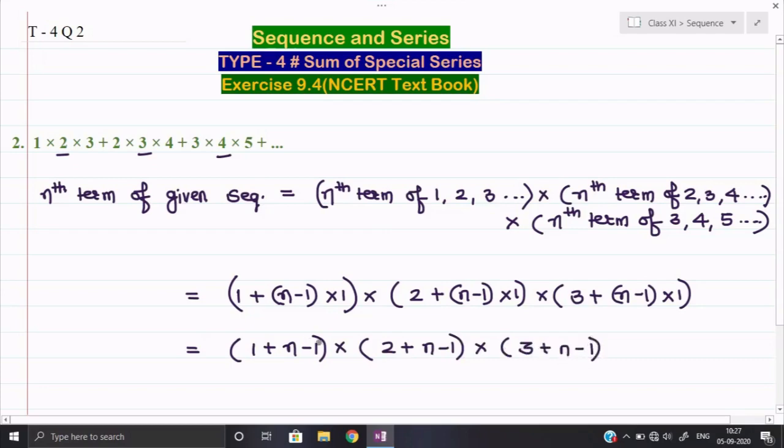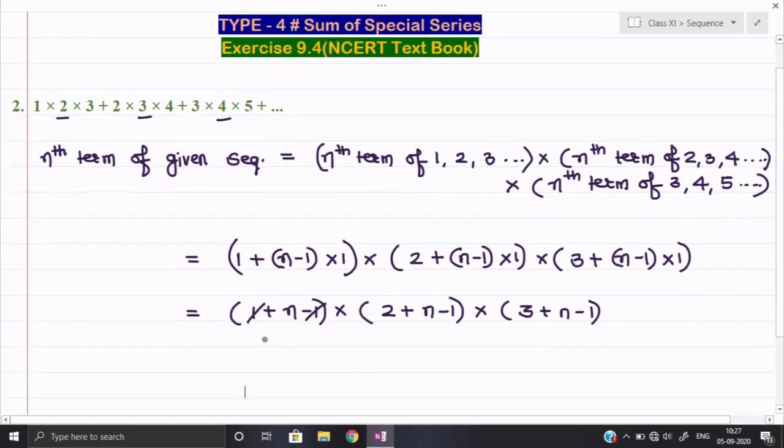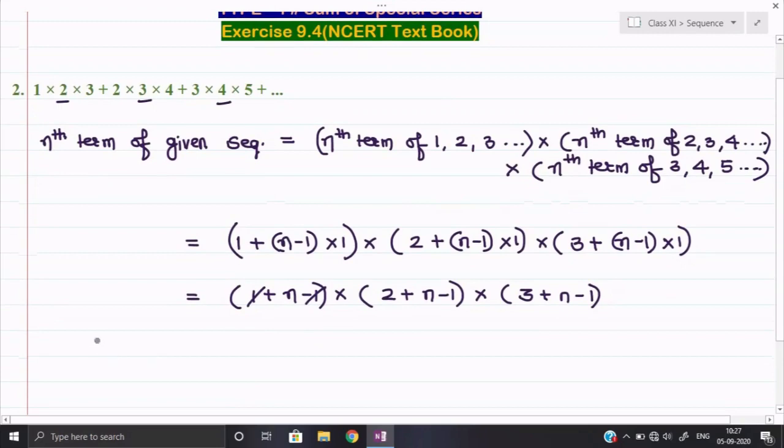Now here minus 1 and plus 1 got cancelled. So from the first it will remain n. We can say that therefore the value of an is equal to n into the bracket n plus 1 into n plus 2. This will be the sum of the nth term of the given sequence.